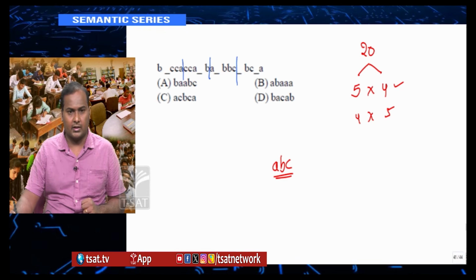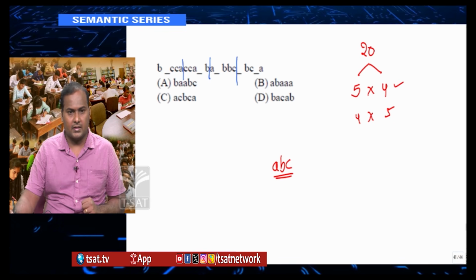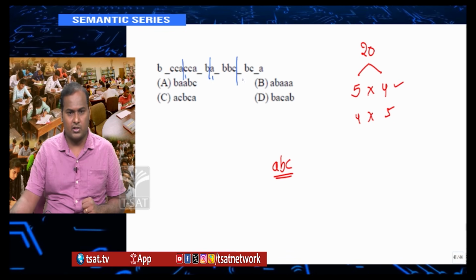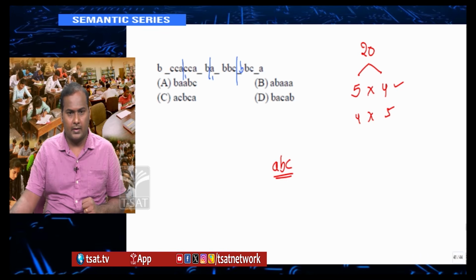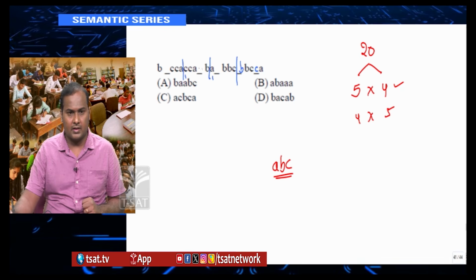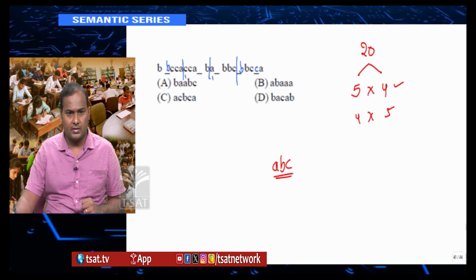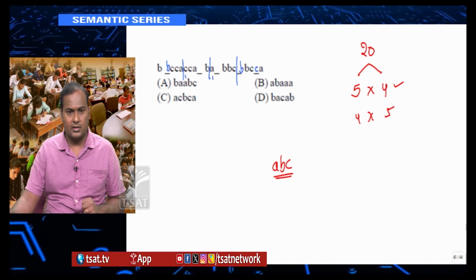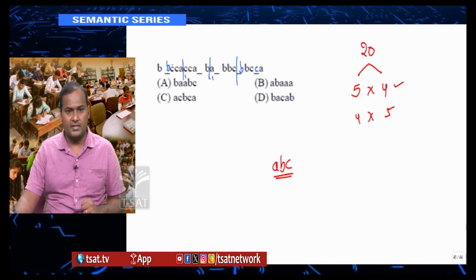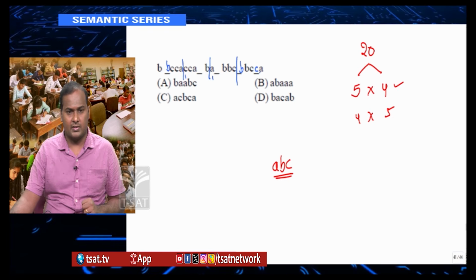So let's try to check that. Here it is not possible. Here it is also not possible. So there is a possibility here. Now here the same block, and here also the same block. The moment you see this, you know the repetition pattern. What is the repetition here? The last one also has the same block.